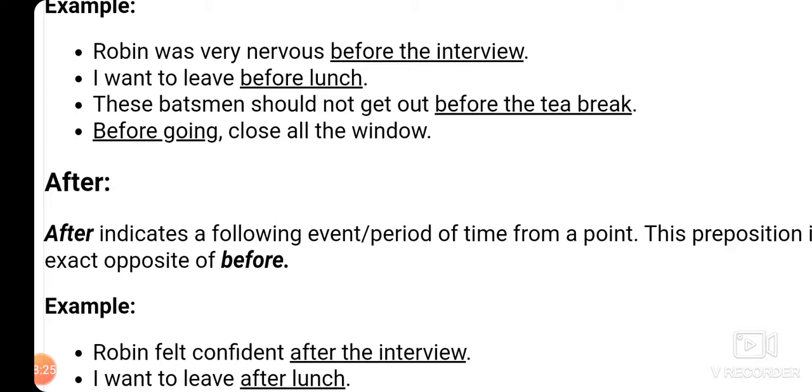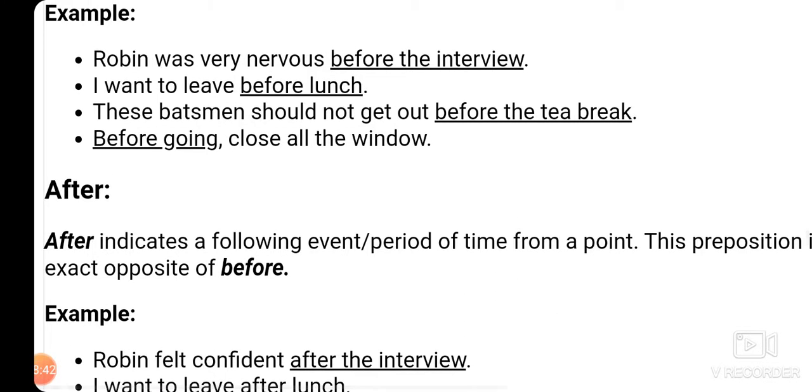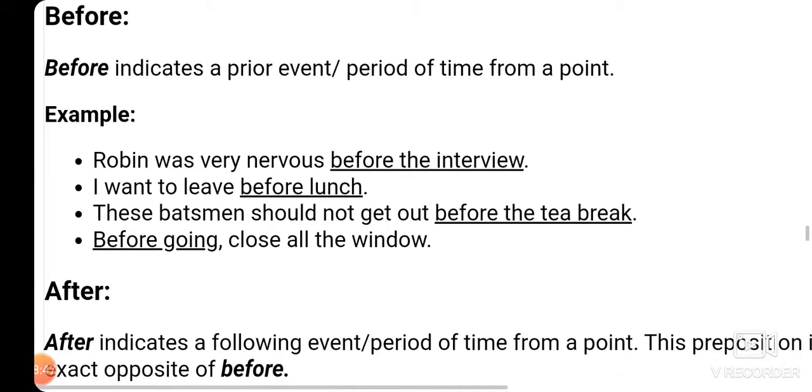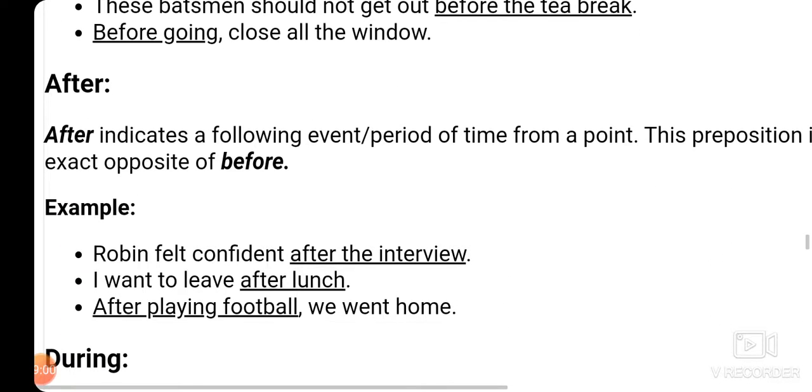I want to leave before lunch. These batsmen should not get out before the tea break. Before going, close all the windows. So before the tea break, before going, before lunch. Now these are the events, these are the periods of time. If something we are discussing has taken place before these events, then we can use before.